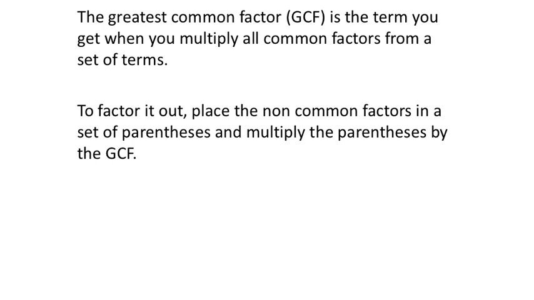So to factor it out, place the non-common factors in a set of parentheses and multiply the parentheses by the greatest common factor. But it has to be the greatest common factor for all the terms. If it's a binomial, it's got to be with the two terms. If it's a trinomial, three, and so forth. So I like to look at just the numbers first, because usually it's going to have numbers and it's going to have letters. If it has more than one letter in the polynomial, I will look at different letters separately, because I can't factor out x's like I would y's.